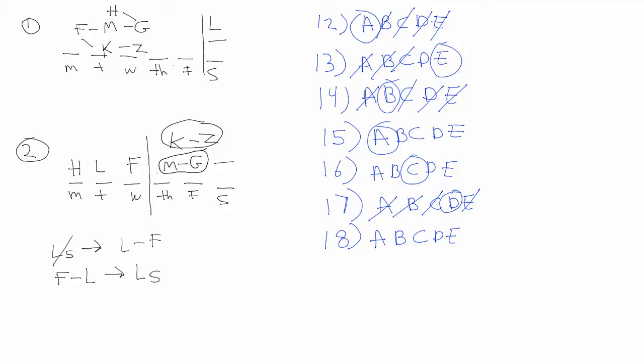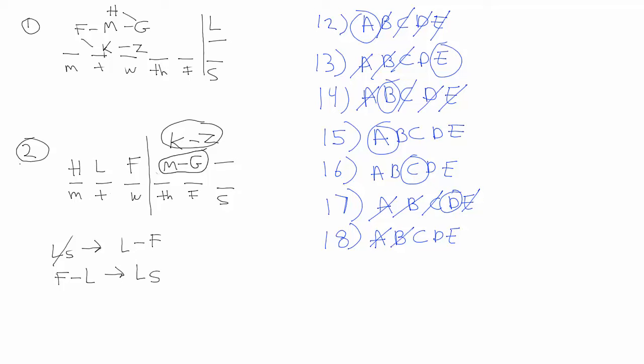For A, that doesn't really address the relationship between the F and the K and M. We don't know anything about the K and the M at this point. So A is going to be out. B, only F or H can be on Monday. Well, again, that's not really addressing the K and the M.